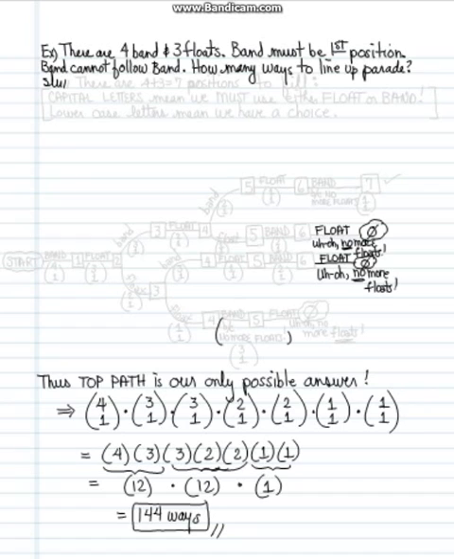All right, now I'm going to make a flow chart here. First, there are 4 plus 3 equals 7 positions to fill in the parade. All right, so we're going to actually talk about filling the positions. So we're going to start filling the first position.